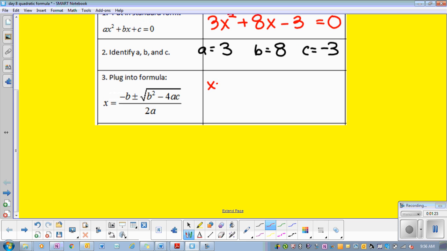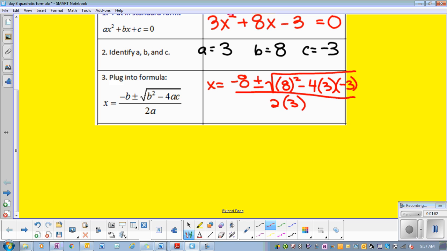So X equals opposite B. Opposite of what your B is, which is what? -8 plus or minus the square root of. And guys, whenever you plug in your B, A, and C, use parentheses, okay? Especially inside the square root. So B squared, B is 8, minus 4AC, all over 2A.